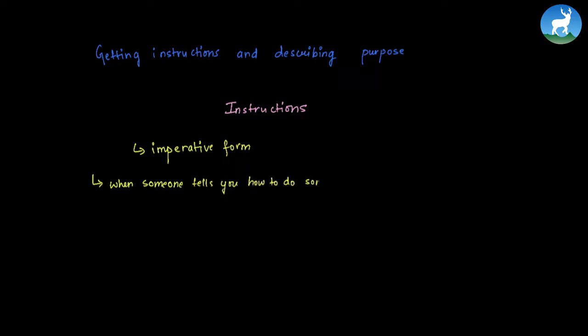We will divide the lecture into two halves. In the first half, we will be learning about instructions, and in the second half, we will be learning about describing purpose. So before beginning, what is an instruction? So let's start with the first half. Usually while giving instructions, we see the imperative form. We use instructions when someone tells you how to do something.